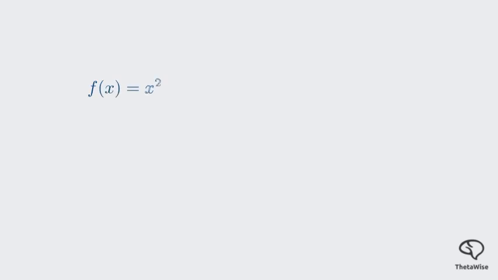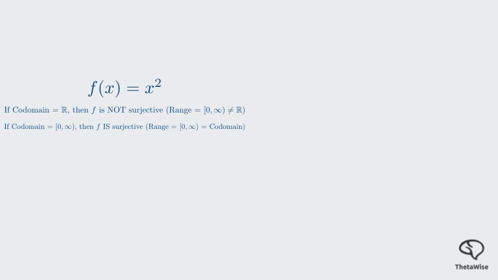However, if we redefine the codomain to be the set of all non-negative real numbers, then the function f of x equals x squared is surjective. Every non-negative number is an output of the function.